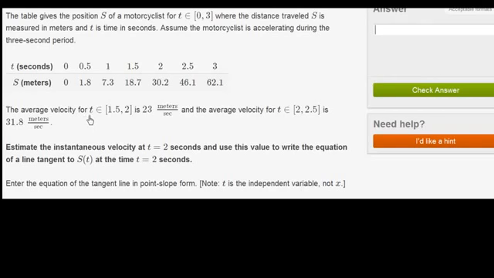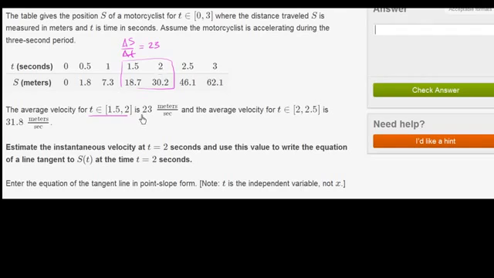The average velocity for t between 1.5 and 2 is 23 meters per second. So what they did over here is they figured out what delta S over delta t is in this interval, and they figured out that it was 23 meters per second. And you can verify that. Your change in S looks like it's 11.5. Your change in time is 0.5. 11.5 divided by 0.5 is 23.